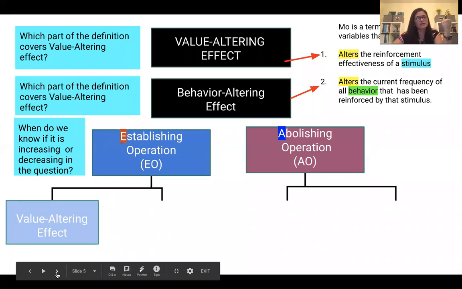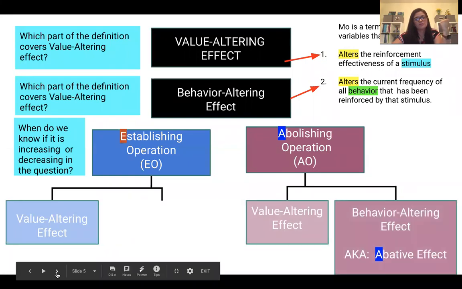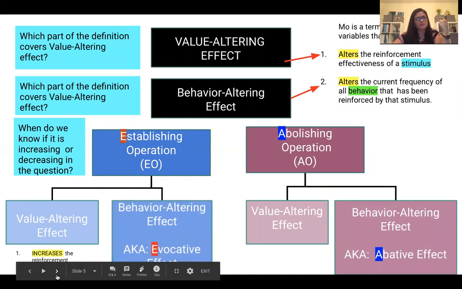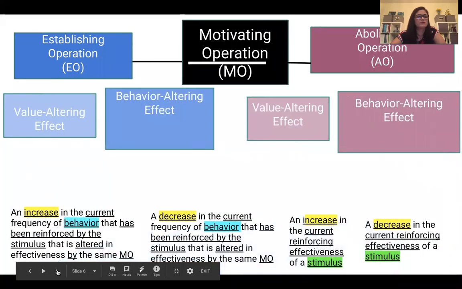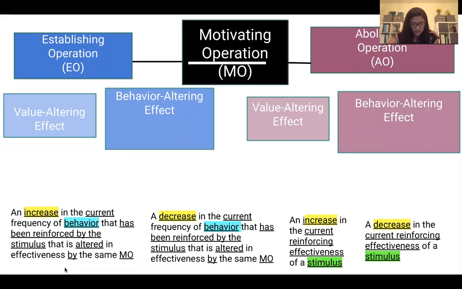So this is the same thing that we already went through. Okay, let's work on fluency. I'm going to slow down now because I'm going too fast and I made a mistake by going too fast. Okay, guys. So establishing operation, it increases or decreases the behavior and the current frequency. Let me read it so I can make sure that I'm saying it right. Or alters, or increases or decreases the reinforcement effectiveness of the stimulus.